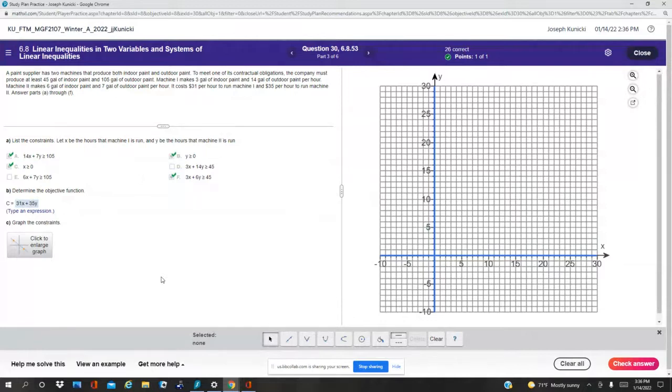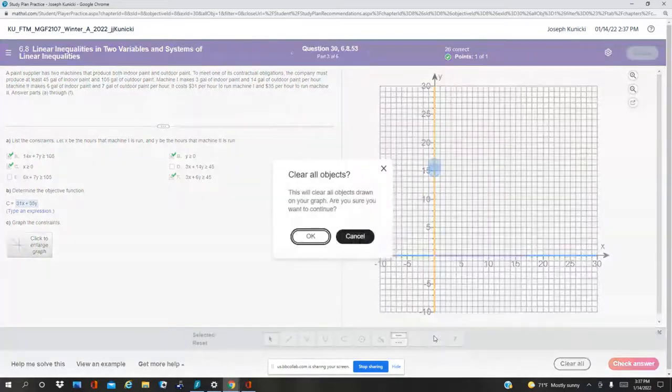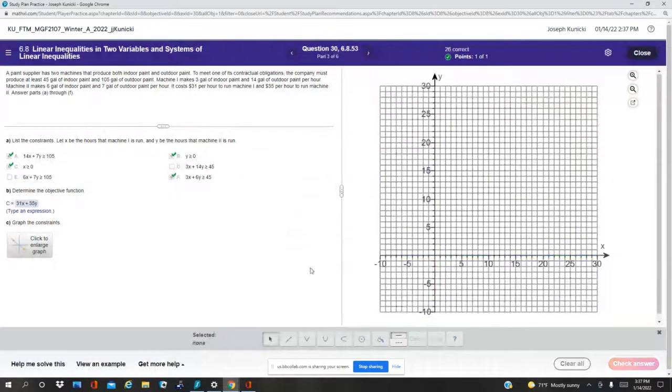If x is 0, y is 15, because 7 times 15 is 105. And then notice that if y is 5, then x is also 5. That's 21 x's and y's. If they're both 5, 21 times 5 is 105. So that point is 5, 5. So for that line, it's 0, 15. Oops, wrong one. I got to clear that. I got to start over, unfortunately.